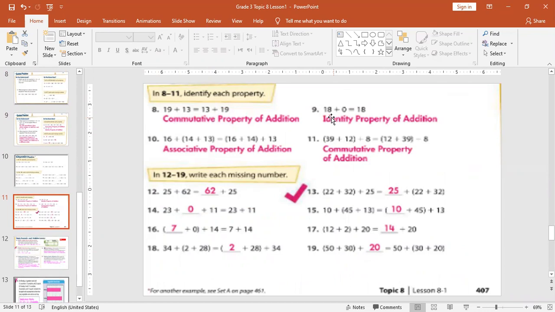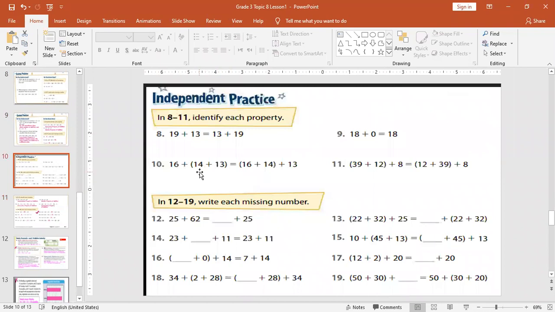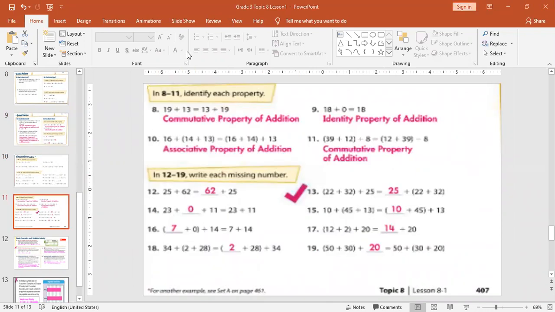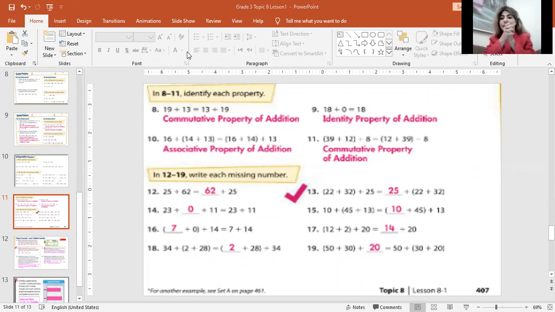And number 9, here I'm adding 0. So this is identity property. Number 10, 16 plus 14 plus 13. If you look here, you see that in the brackets we changed the numbers, so it's called associative, that I'm changing the numbers that in the same bracket, they are apart. When the numbers in the bracket are apart, it is called associative. When I change order, it's called commutative. When I add 0, it's called identity.